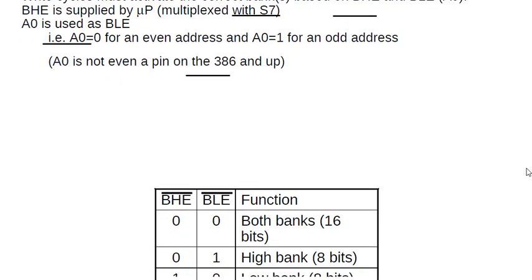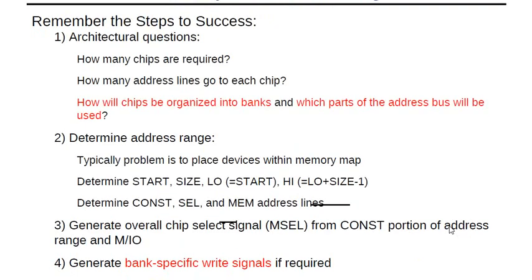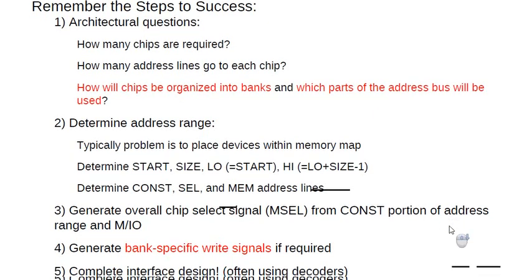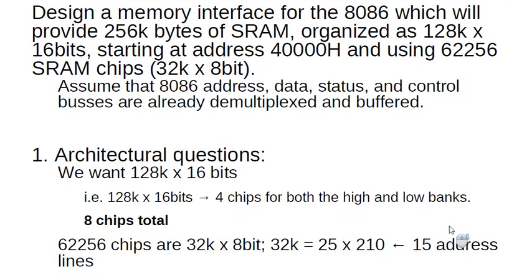8086 memory interfacing. Here BHE and BLE and their functions are given below. If both are 00, then both banks are enabled, giving 16 bits. If it is 10, then the higher bank is 8 bits, and if it is 01, then the lower bank is 8 bits. If it is 11, then no bank is enabled. Here are some questions on banks.